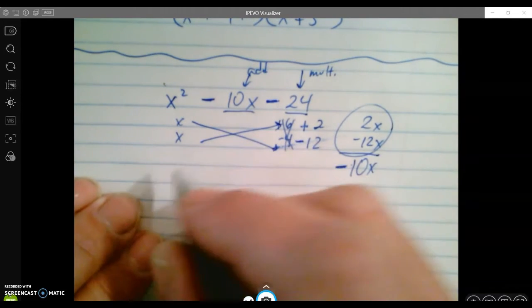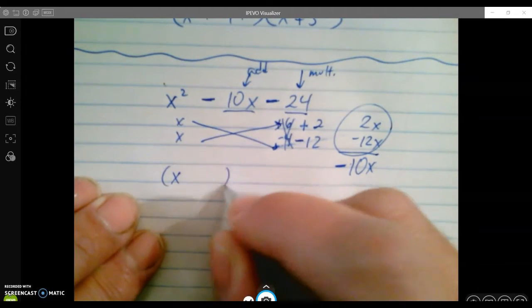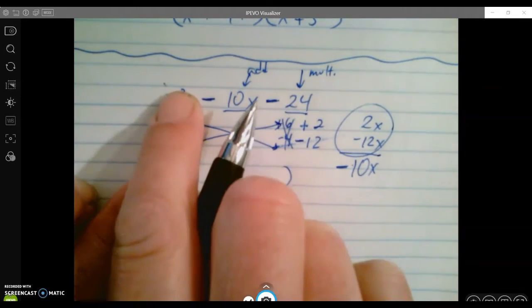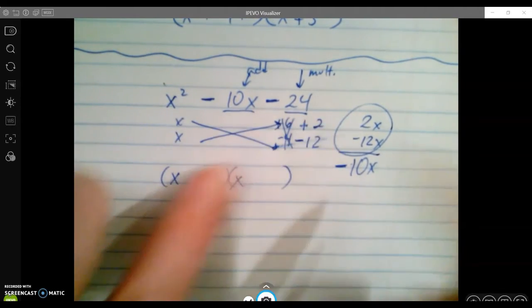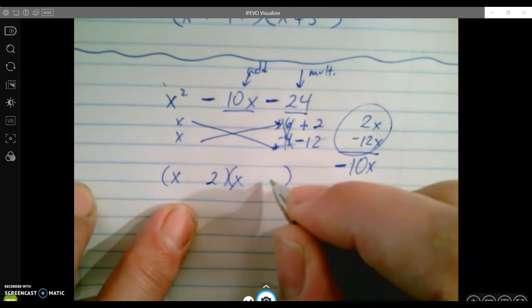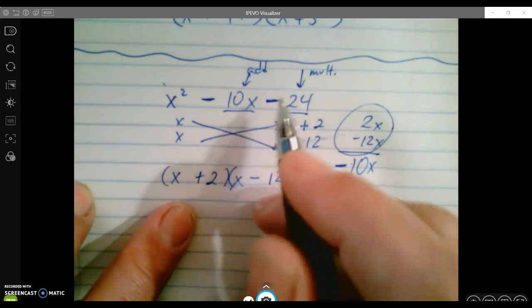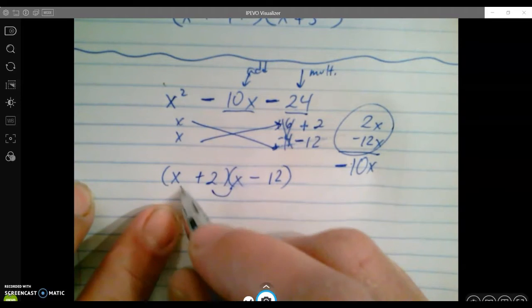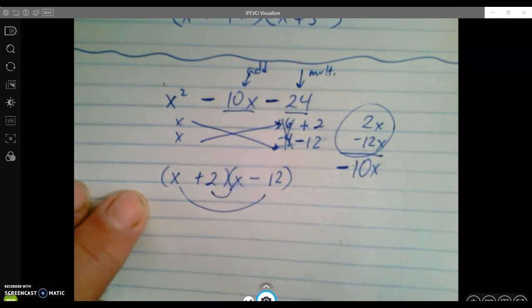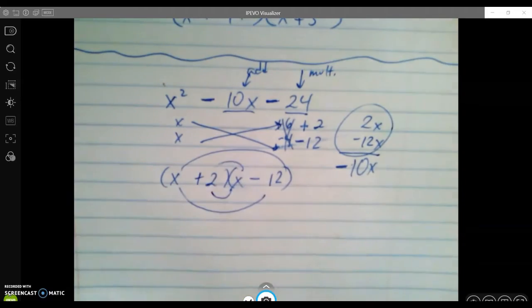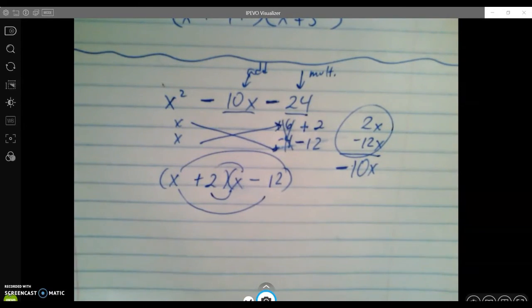Okay, so what we're doing here, essentially, we're doing the steps of FOIL without realizing it. X times x gives you the x squared. How do we get to 24? From 2 and negative 12. How did we get the negative 10? From the inside and the outside. 2x and a minus 12x. So if you FOIL this out, it will give you back the original, always. If it doesn't, then we messed something up.